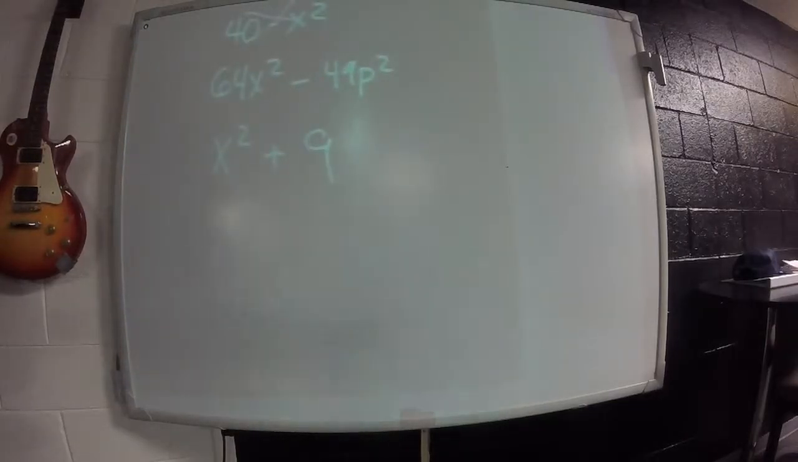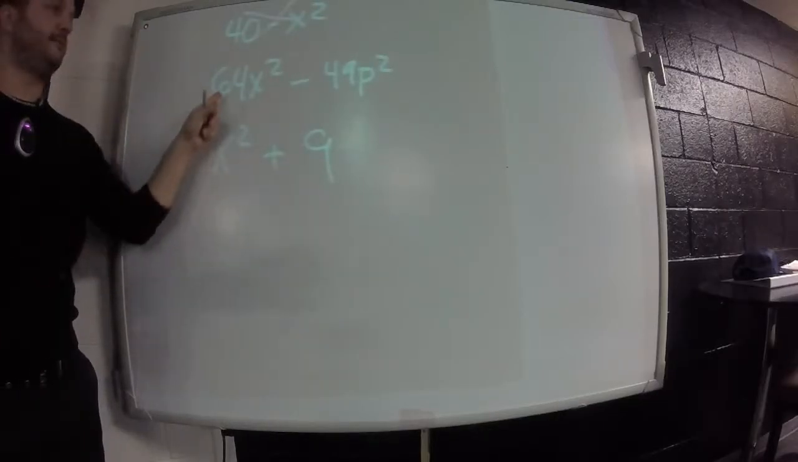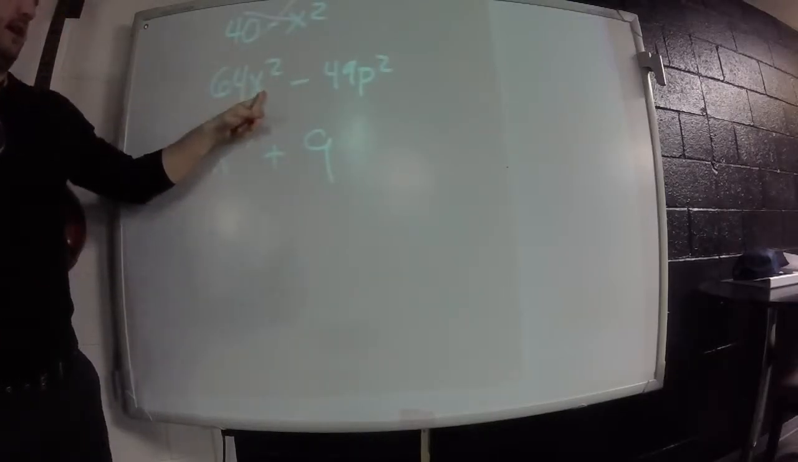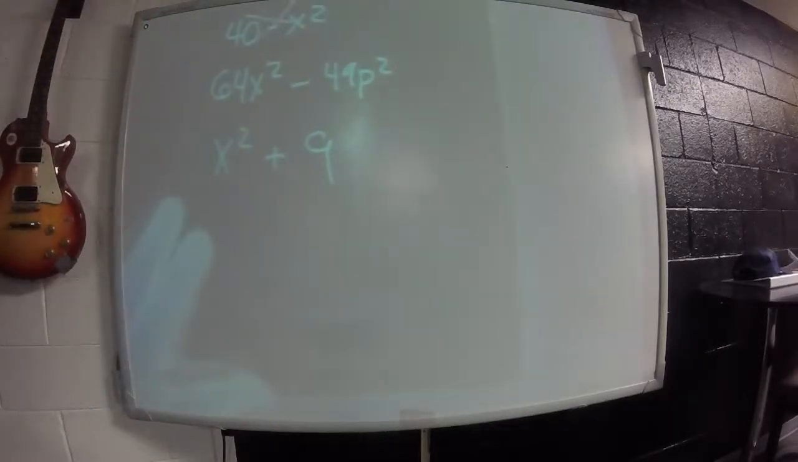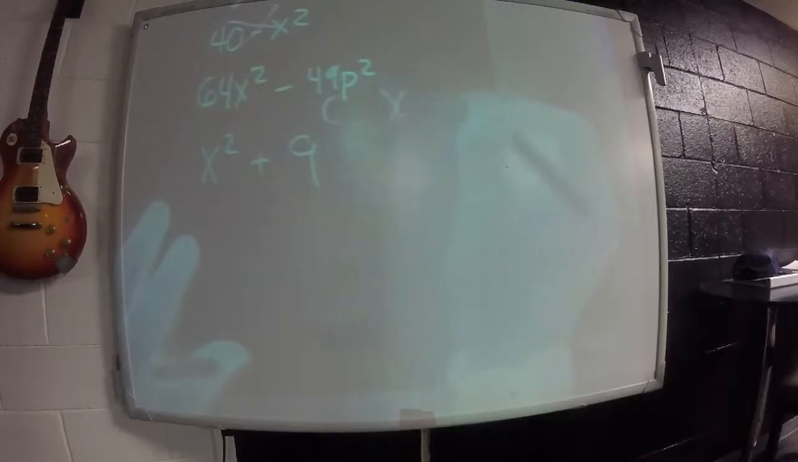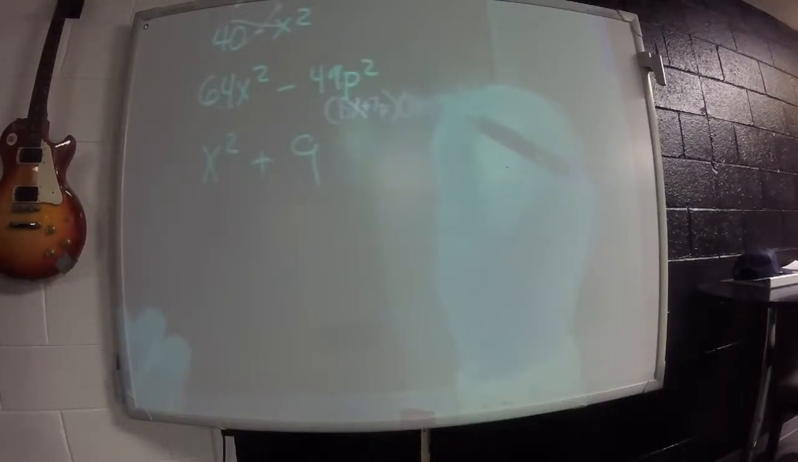Now this big ugly one, it's a difference. Is everything squares? Yes. 64, 8, and then the x squared, and then the 7, and the p squared. Okay, so then let's try to put this into some parentheses. The first one will give you 8x, and then this will give you 7p. And I don't care if you want to go plus or minus here. If you go plus here, then just do it again and go minus here.